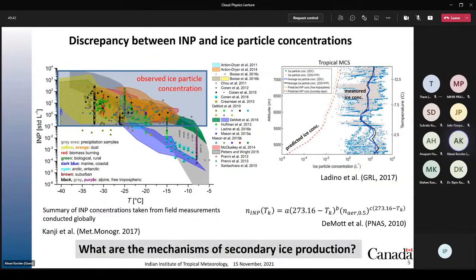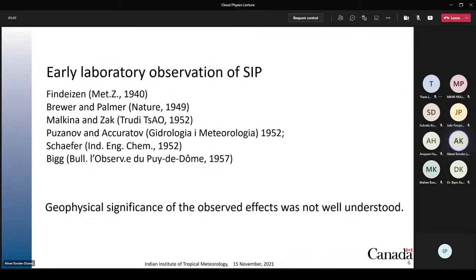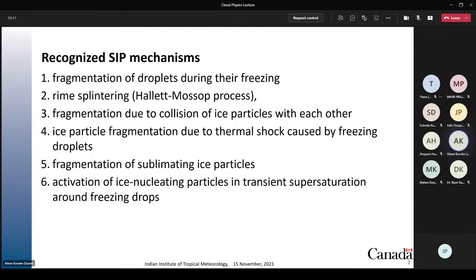So what are the mechanisms of secondary ice production? How do we explain all these differences? Early laboratory observations go back to the 40s and 50s, and there were a number of laboratory studies showing this kind of ice multiplication. But the geophysical significance of those observed effects was not well understood by this time. There were lots of laboratory studies starting from the beginning of the 60s, which go to the 70s and the beginning of the 80s.